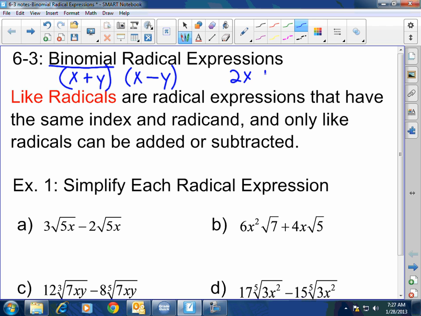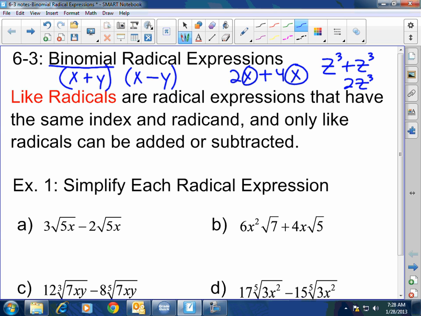Now, like radicals, kind of like terms, if you again remember polynomials, remember that like terms are something like 2x plus 4x because the x's have the same letter and they're raised to the same power. Also, for example, z cubed plus z cubed, that's going to be 2z cubed. You can add like terms because they have the same variable raised to the same power. Same thing with radicals. Like radicals are radical expressions that have the same index and radicand, and only like radicals can be added or subtracted.